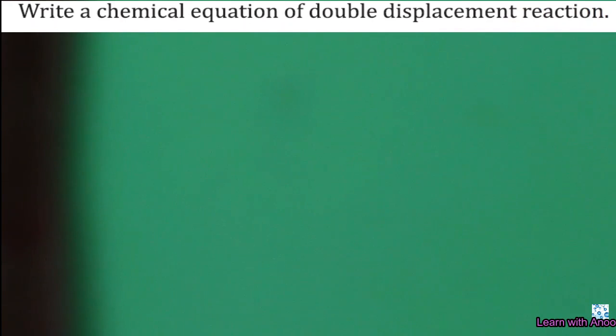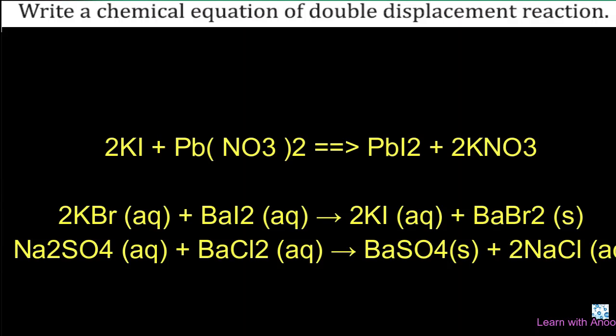Next, write a chemical equation of a double displacement reaction. Answer. A. 2KI + Pb(NO3)2 gives PbI2 + 2KNO3. B. 2KBr + BaI2 gives 2KI + BaBr2.